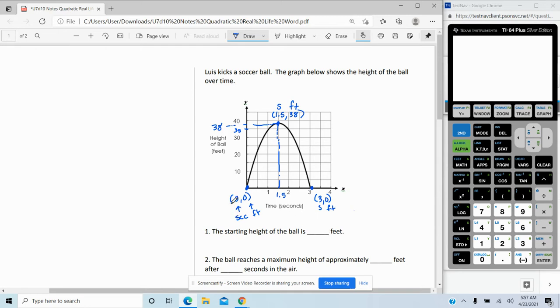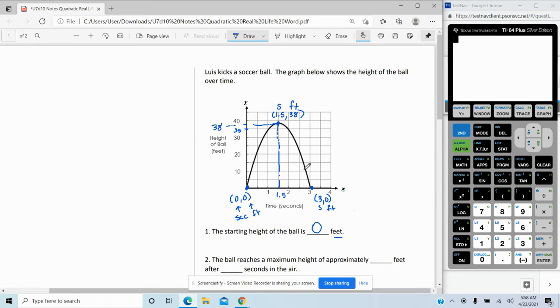So it talks to us about the starting height of the ball is blank feet. Well, starting would always be your y-intercept right over here. And so I'm going to go with this point, it says feet, so I'm going to select 0. We started at 0 feet. Make sense?